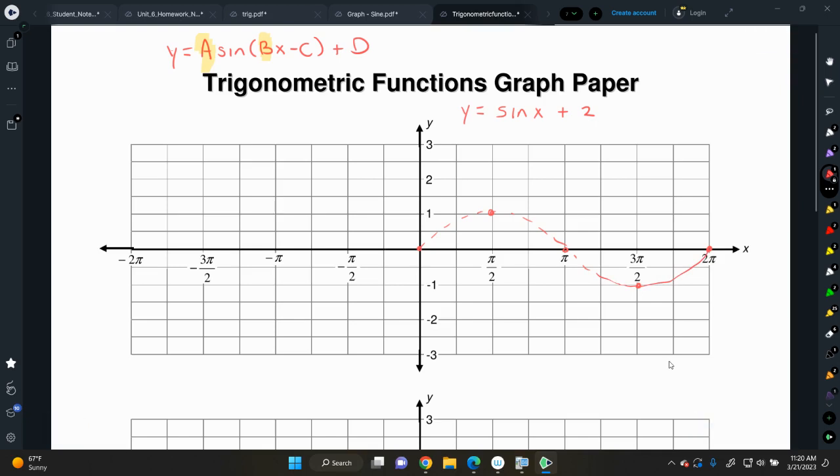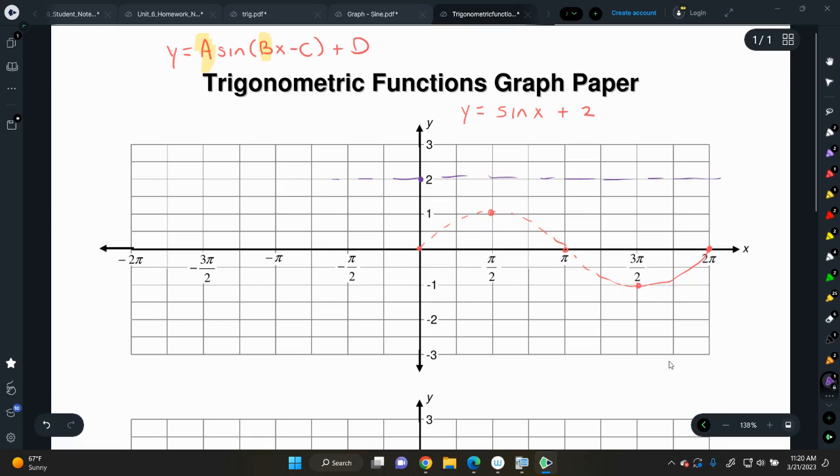Now, if I add 2 to that, what does it do to my graph? It shifts it up, right? It shifts the entire thing up. So every single point is going to shift up 2 units. So basically, this becomes my new rest position right here. The line y equals 2 becomes my new rest position. So every one of my points moves up 2 units. So there's my curve up there.